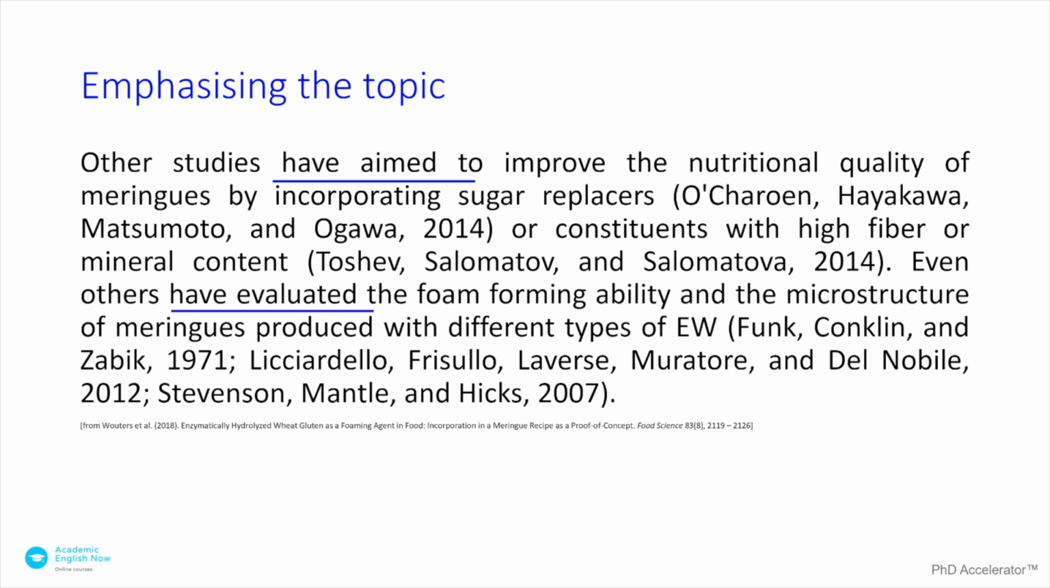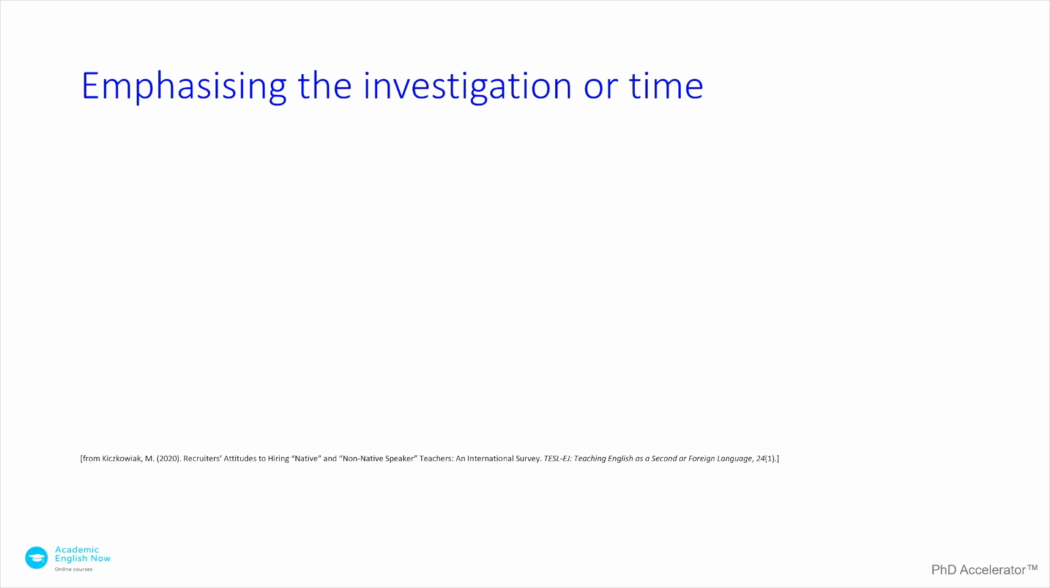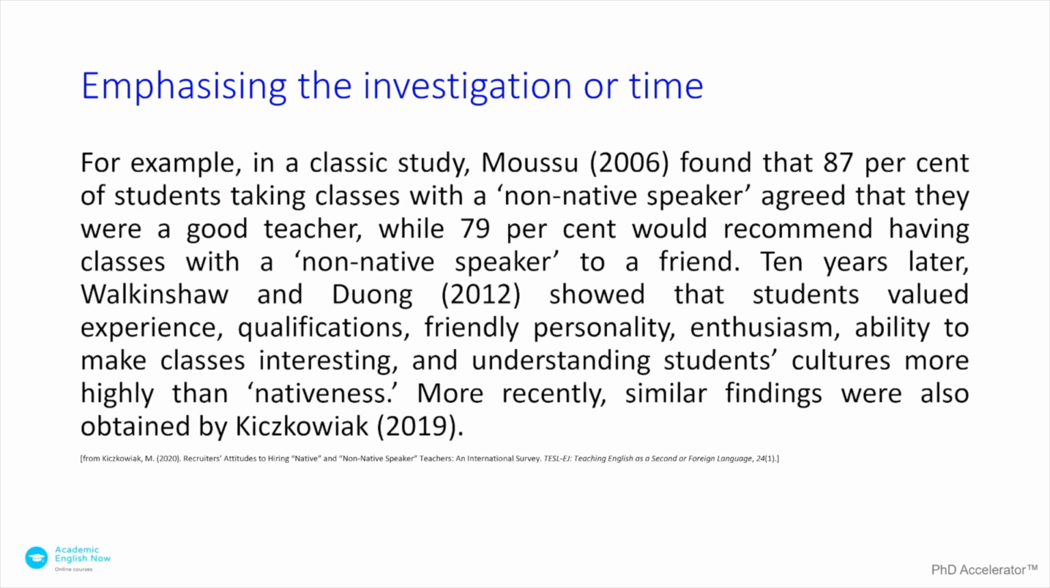Right, and notice as well the difference in purpose. Like in this paragraph, the writer does it because their purpose is to review the main topics that have been studied so far. And because there is more than one researcher that did certain things or evaluated certain things, then it makes perfect sense to focus on the topic or the action rather than the researcher, right? But we can, of course, emphasize the investigation or time as well, right?